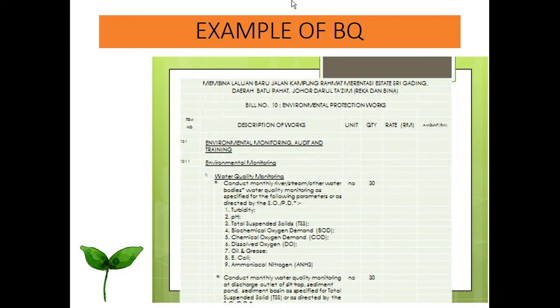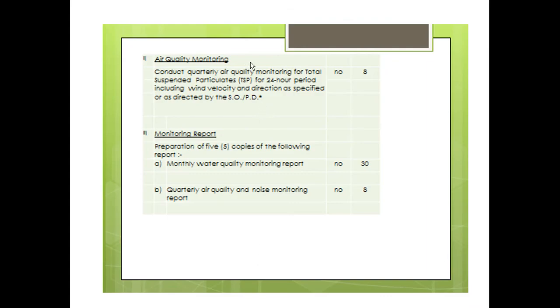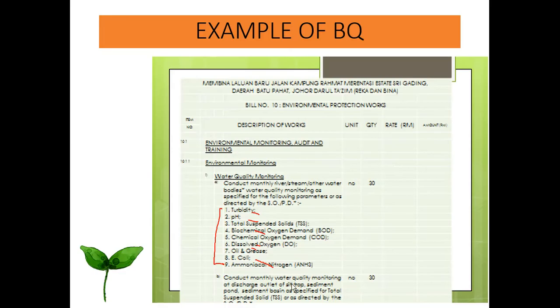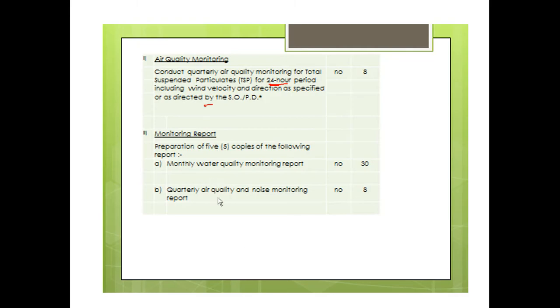Okay, this is an example of the BQ. So this one is monitoring, what parameters need to be measured during the monitoring. Air quality, 24 hours. This one is the BQ, you need to comply when you want to monitor the air quality. This one has noise, air quality and noise monitoring. It is already stated here in the report.